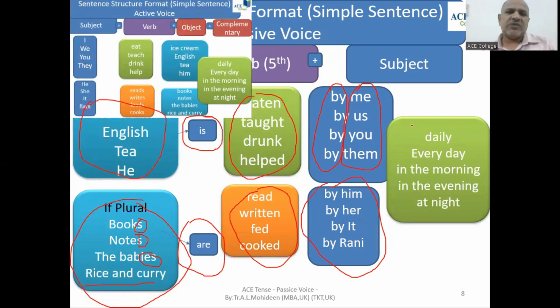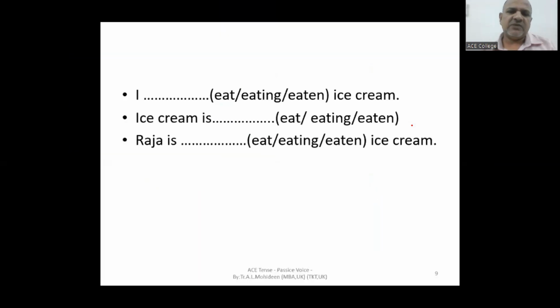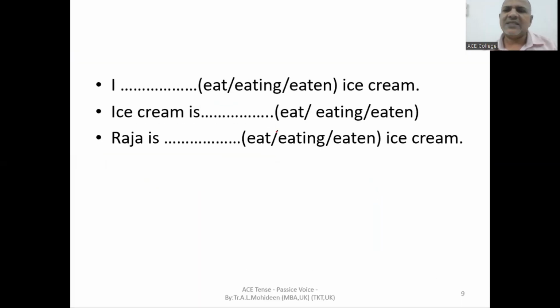So this is what you are going to change from active into passive. Right? This is the active structure and how you are changing it into passive. So now one exercise is here. Can you look at this? I, then ice cream. Here you have the subject, right? And the object is here. So what will the answer be here? Who can tell me the correct answer? Eat, eating, eaten. Which one is correct?